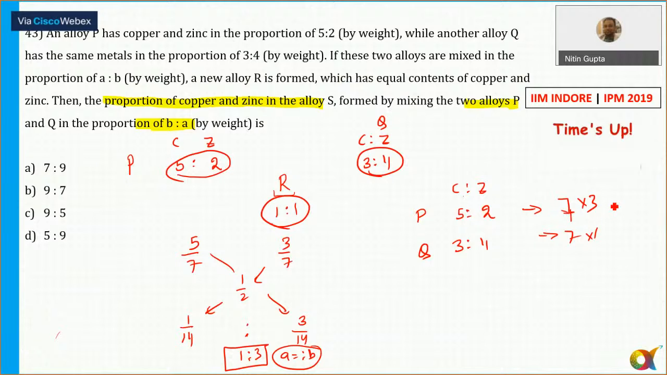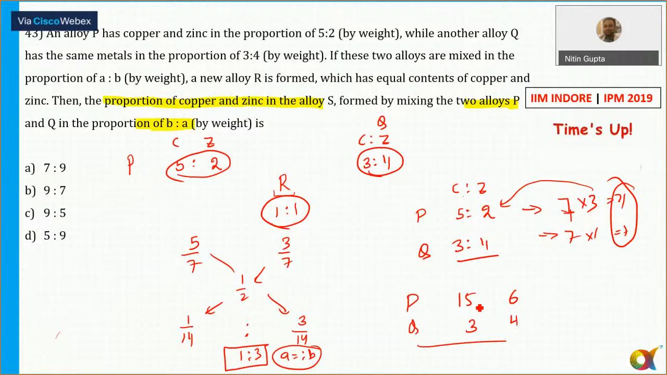So 7 into 3 is 21, and this is 7. I multiplied it, so in P, copper will be 5 into 3, that is 15, and zinc will be 2 into 3, that is 6. Whereas in Q, the quantity of copper is 3 and the quantity of zinc is 4. If I add these, the quantity of copper will be 18, and the quantity of zinc will be 10. So 18 is to 10, which is equal to 9 is to 5. If it is 9 is to 5, the correct answer is option C, which Tanya has got right. The answer is option C.